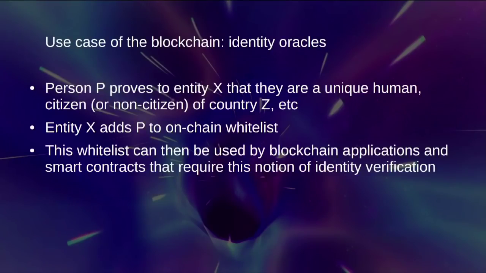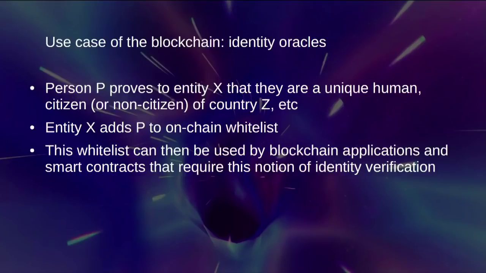So here's one interesting one: identity oracles. Person P, so we'll say person Paul, proves to entity X, so we'll say xylophone, that they are a unique human, so that they might be a citizen or non-citizen of country Zimbabwe, and entity xylophone adds Paul to an on-chain whitelist. What is the purpose of the whitelist? Well, the whitelist is a kind of generic public utility that can then get used by blockchain applications and smart contracts that require this notion of identity verification.